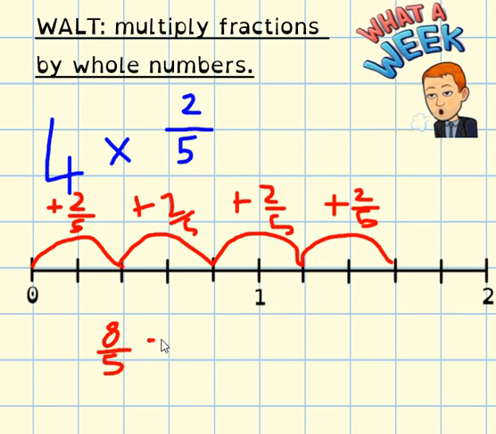Again, if we're going to the method of putting your number 4 over a denominator of 1, using a so-called trick, 4 times 2 would give me 8, and 1 times 5 would give me 5. Hey presto, we have the same answer.